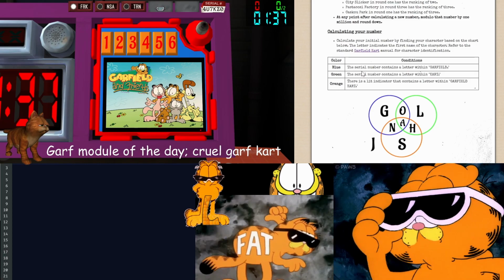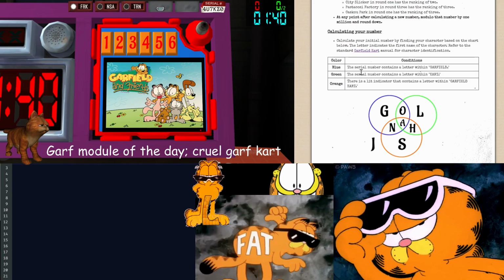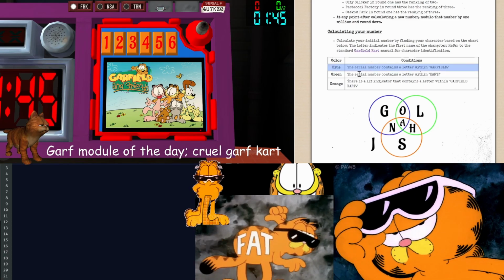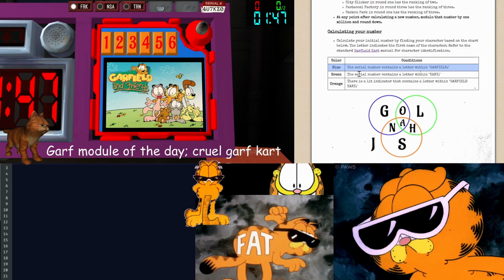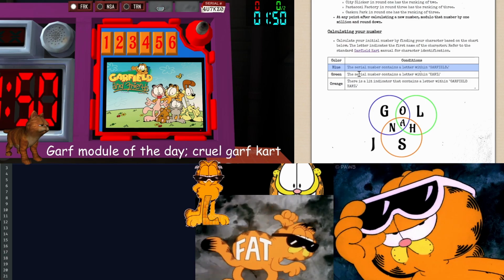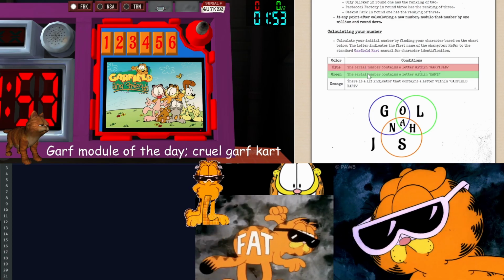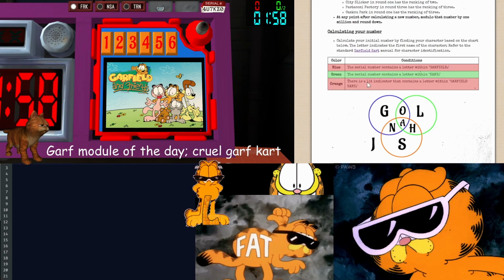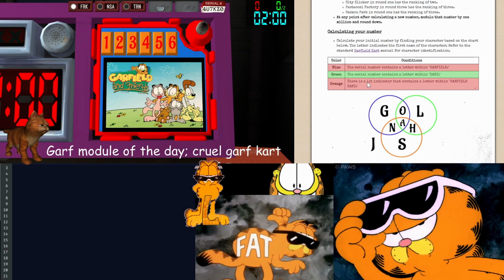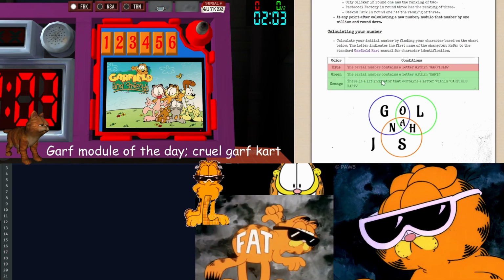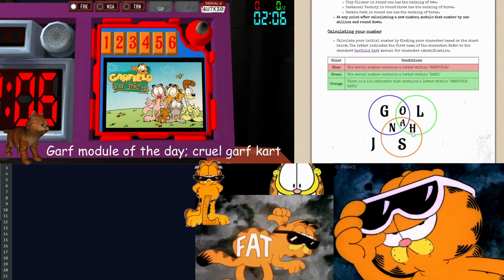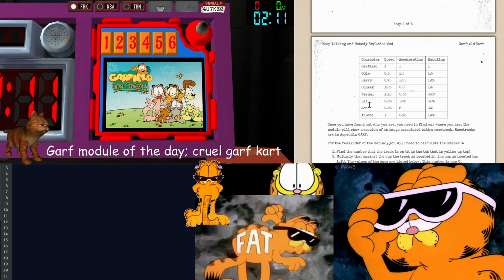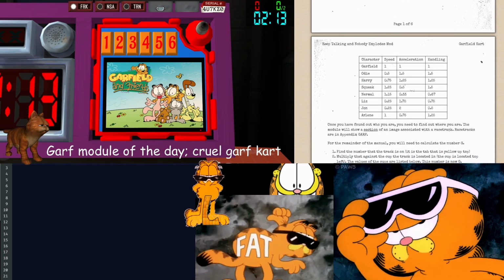The serial number contains a letter in common with Garfield? Nope. Serial number contains a letter in common with Kart? Indeed it does. A lit indicator that has anything in Garfield Kart? FRK? That applies. So we take the intersection between green and orange, which is Hotel. We go into the original manual. Hotel stands for Harry, so our character is Harry.